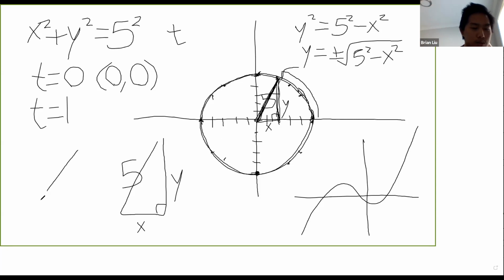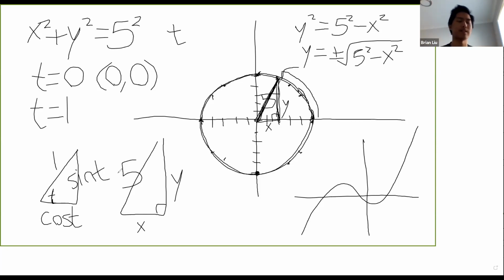have a right triangle with hypotenuse 1 and then some angle t here, then this side closest to t is going to have the length cosine t. And this side opposite of t is going to have the length sine t. So here in this bigger right triangle, this is not to scale. 1 to 5 is way more drastic than this comparison.